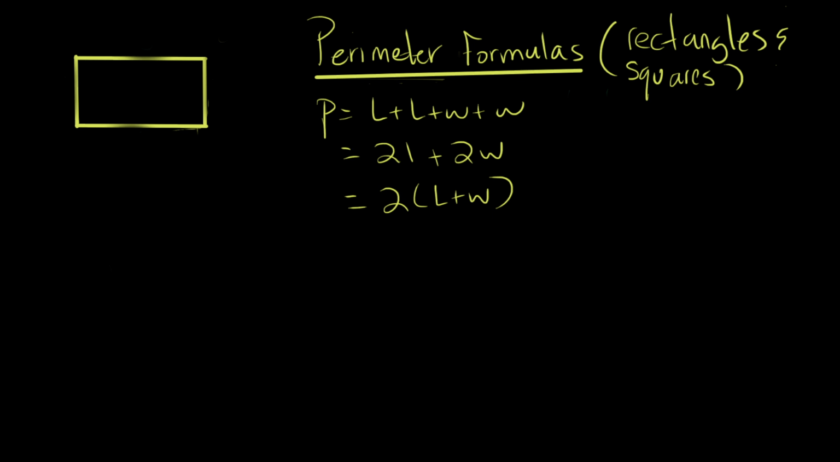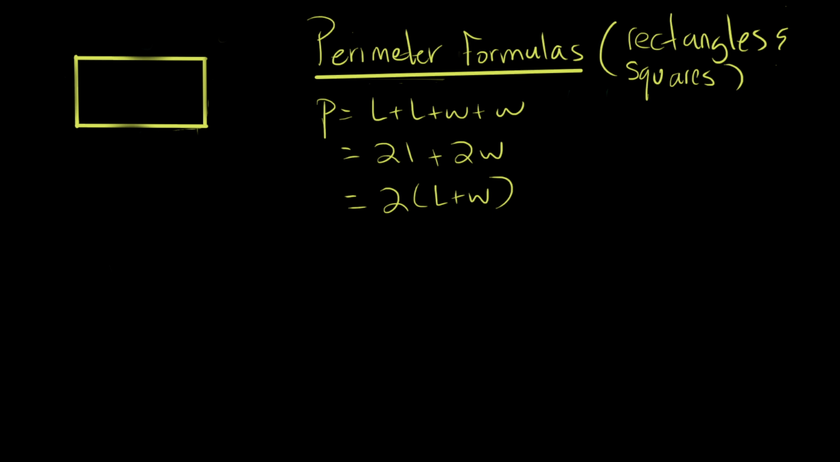There's three formulas that we like to use. The first one is that the perimeter is equal to the length plus the length plus the width plus the width. The second one is that perimeter is equal to 2 times the length plus 2 times the width. And then the third one is that perimeter is equal to 2 times the length plus the width. So we will solve a perimeter problem using all three of these to show you how you could use either one of these to solve perimeter, whatever you are most comfortable with.